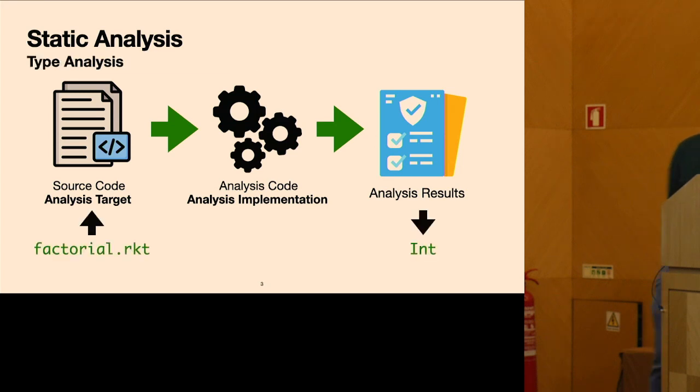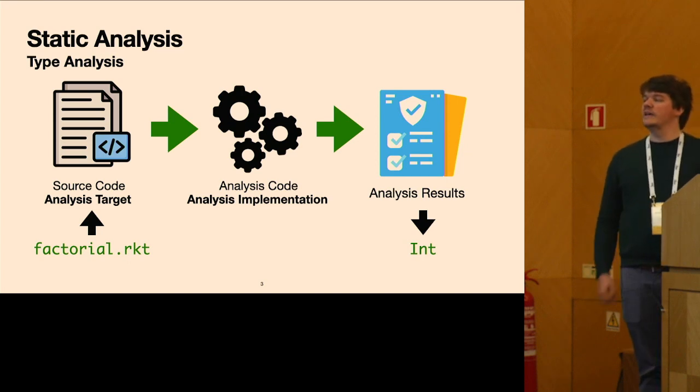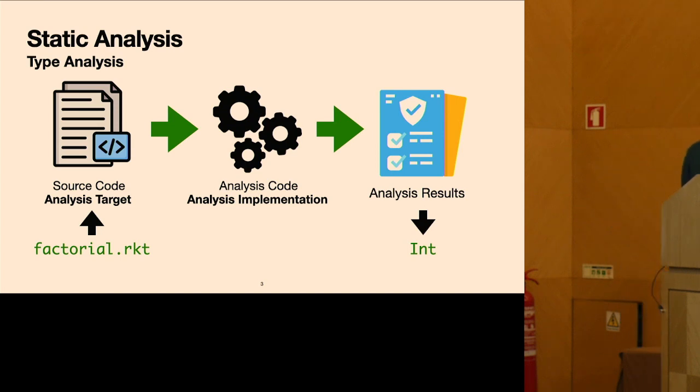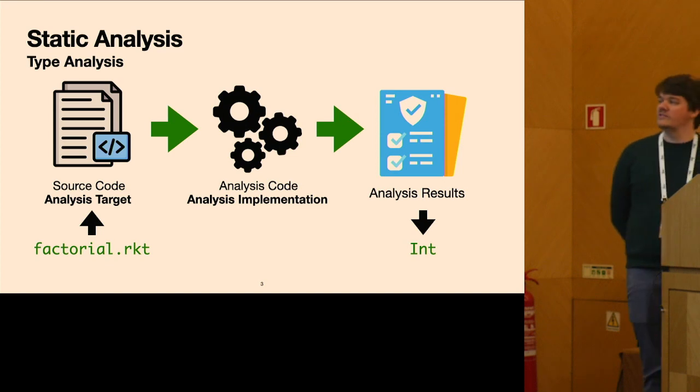Now, as a concrete example, you could consider a very simple type analysis. So let's say that as an input we get a program that computes the factorial of some number, and we run a type analysis on this program. We will get, hopefully, some kind of integer number as a type in the end. So this is what our analysis could predict.